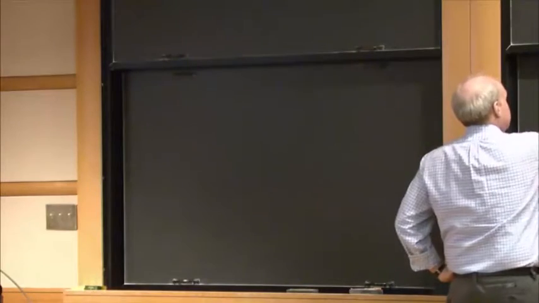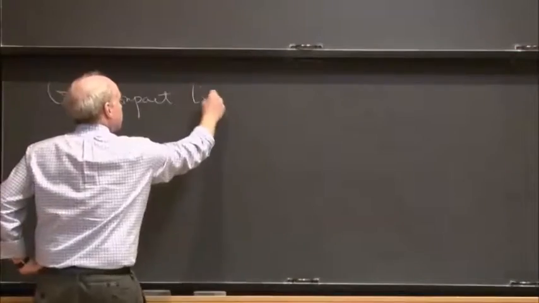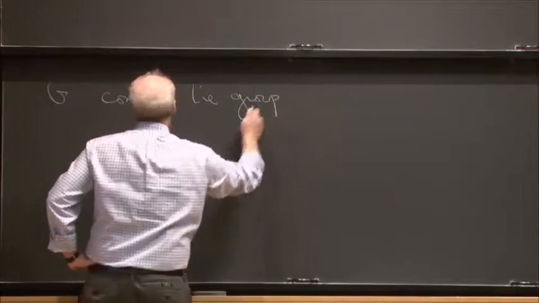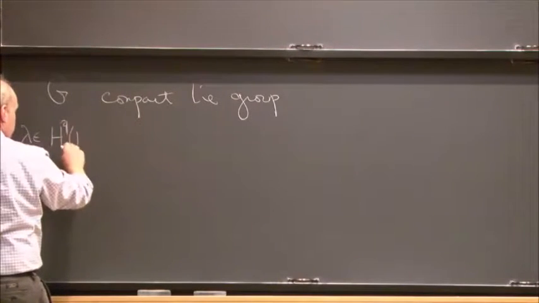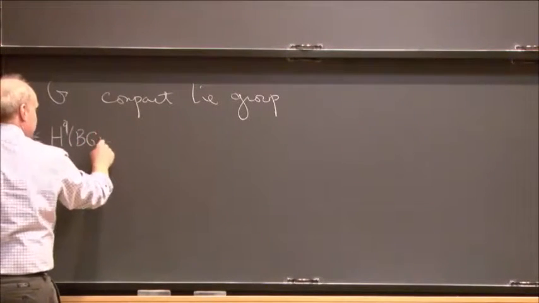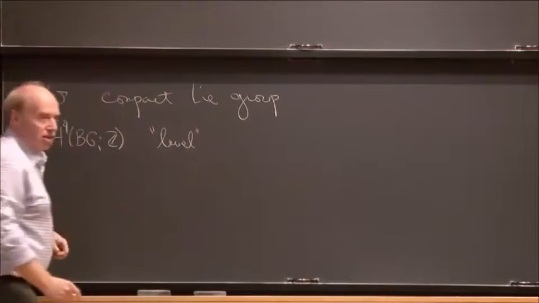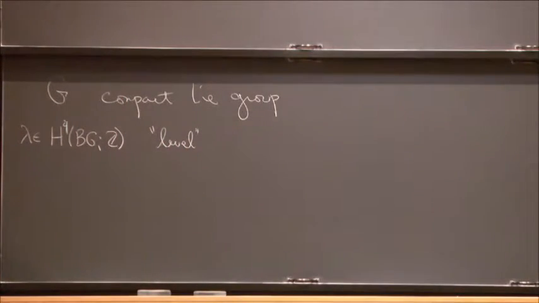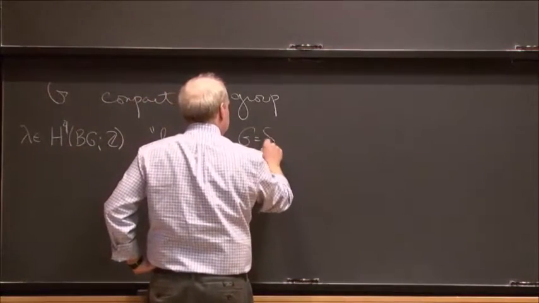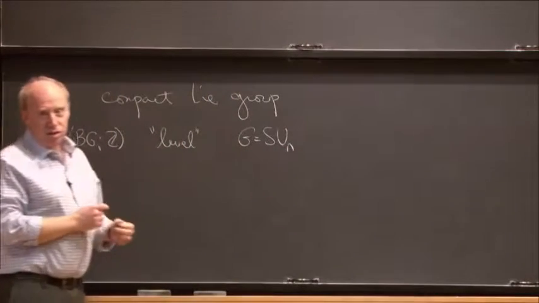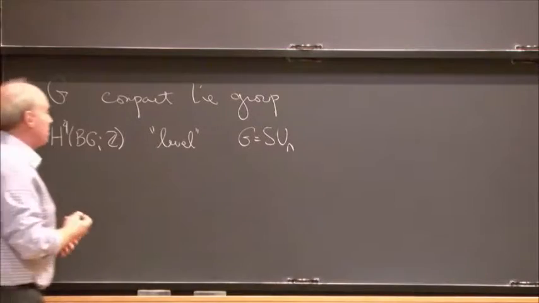So let's let G be a compact Lie group, and lambda a class in H4 of its classifying space. This is called a level. I'm happy for you to think of the example where G is, say, SU(N), or some connected, simply connected group, although at the end I'll consider the case of a torus.